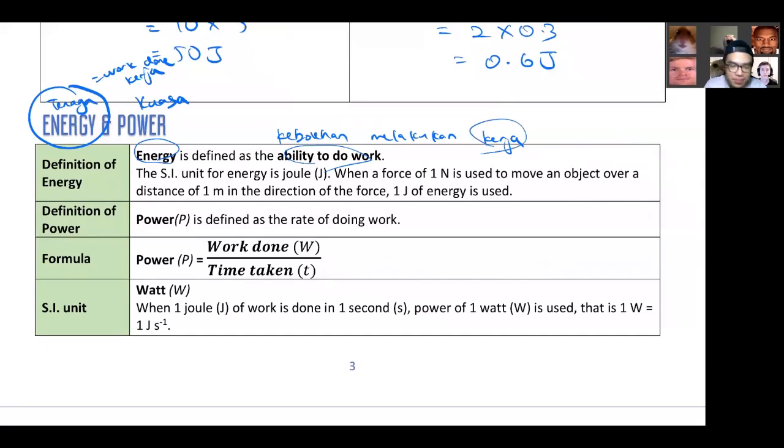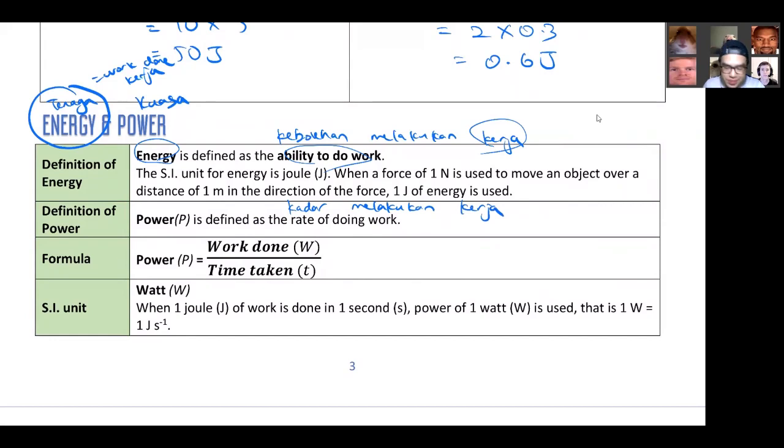Okay, so what is power? Why do we care so much? The real thing to measure here is power. So why do we care about power? Let's look at power. What is the definition of power? Power is defined as the rate of doing work. I'll write BM here: kadar melakukan kerja.